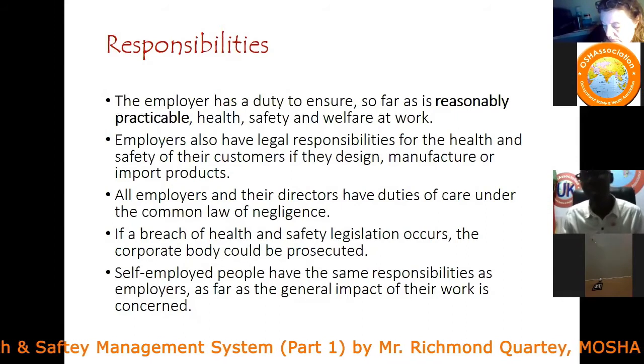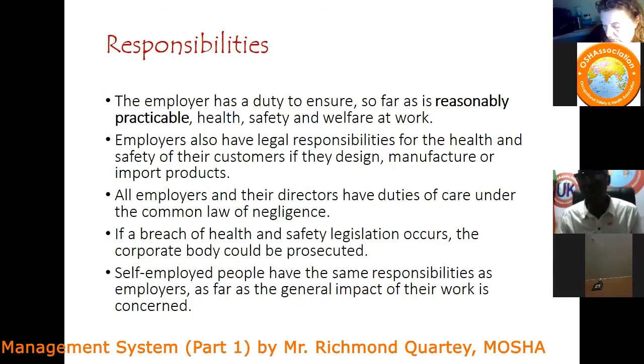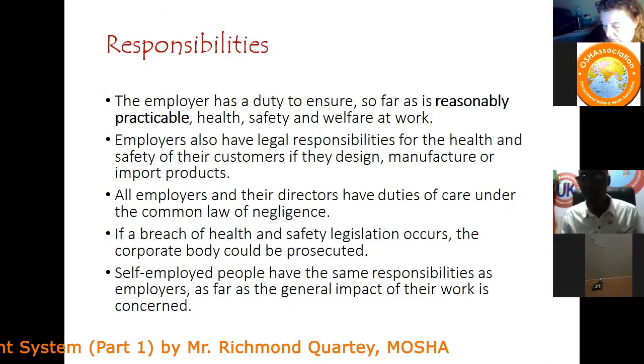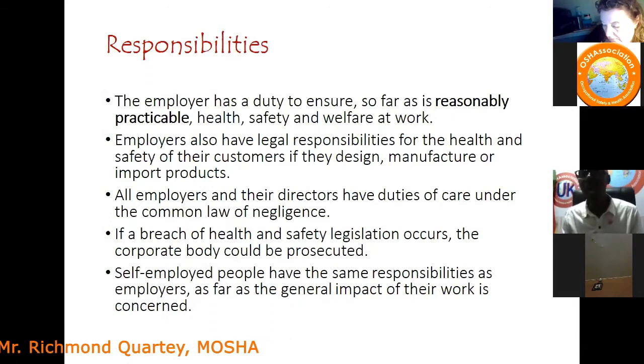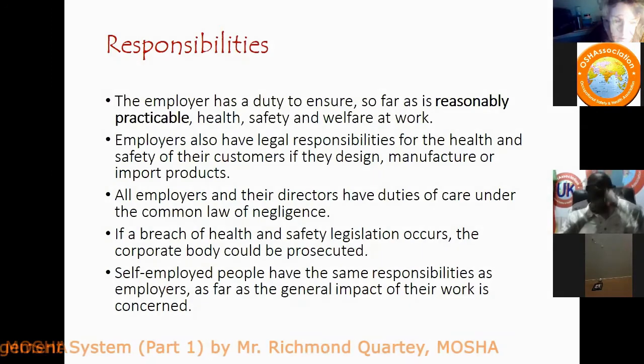So that is the meaning of reasonably practicable. So every organization tries to minimize cost. Mr. Emma, take over. Okay.